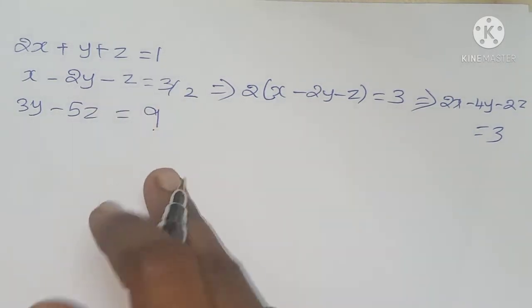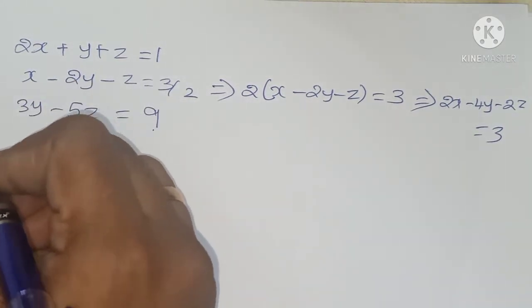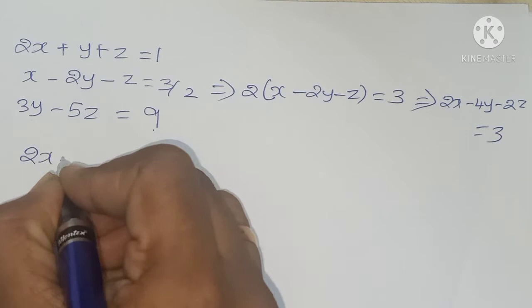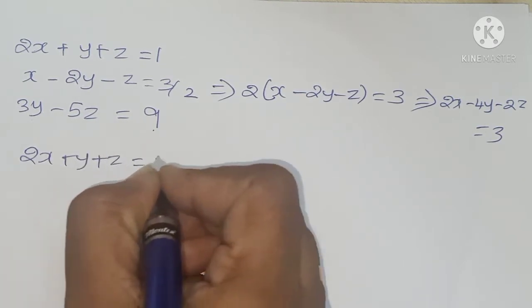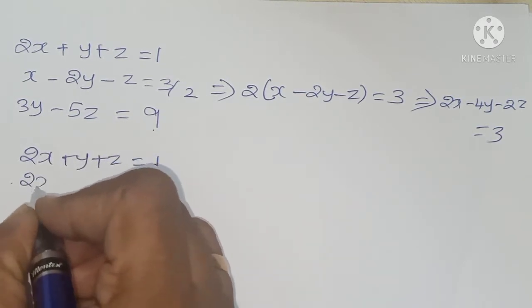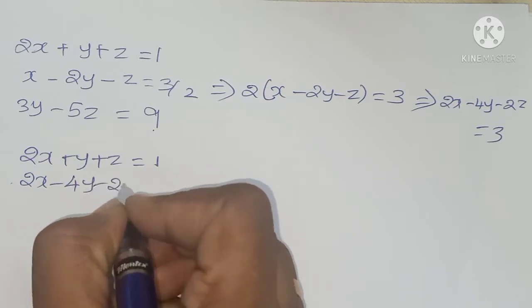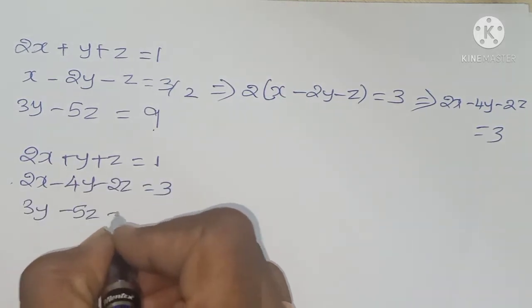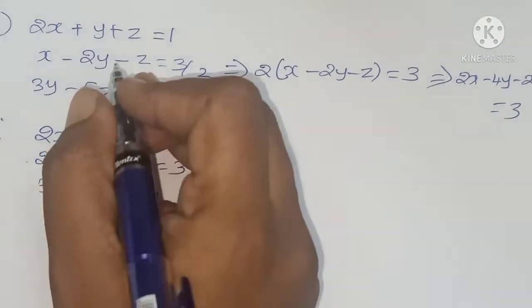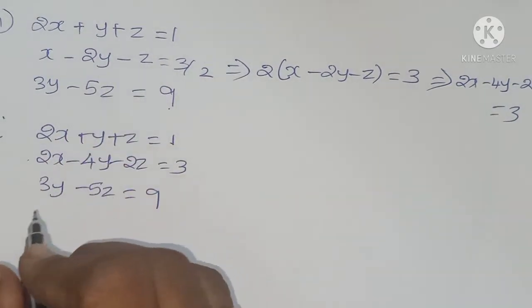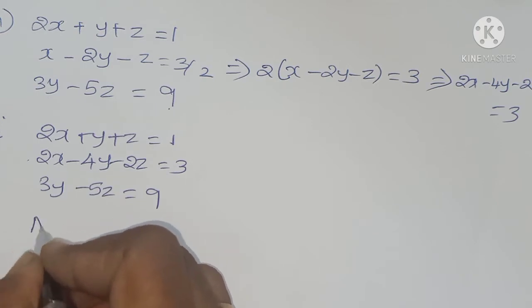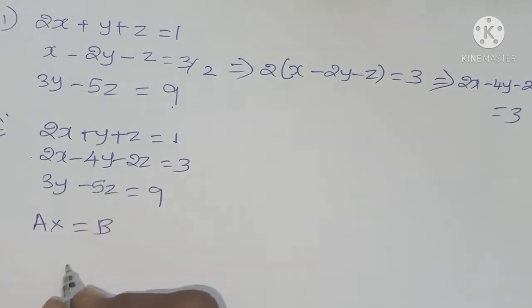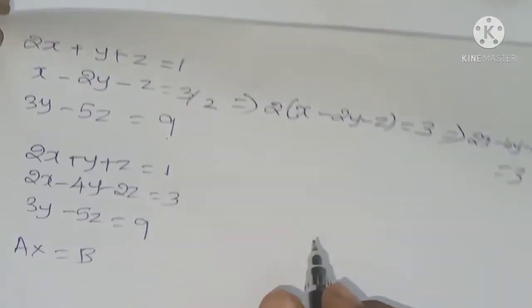Now the three sets of equations are: 2x plus y plus z equal to 1, the next one is 2x minus 4y minus 2z equal to 3, the next thing is 3y minus 5z equal to 9. Now we can write the given system in the form of AX is equal to B.